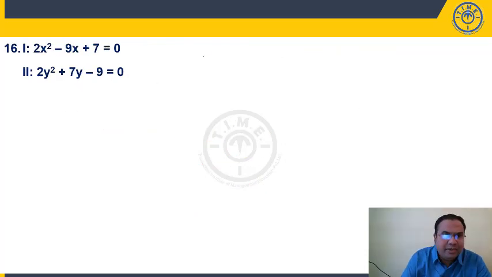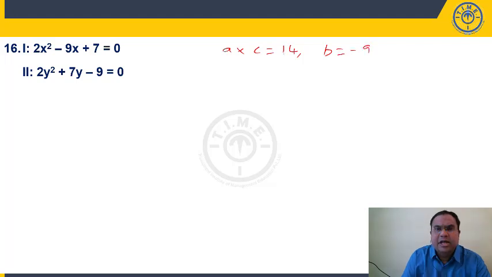Question number 16, we'll take up the first equation. 2x square minus 9x plus 7 is equal to 0. How much is a into c value? 14. What is my b value? Minus 9. So a into c is positive, so write b as the sum of 2 numbers. Their product should be 14, but their sum should be equal to b, which is minus 9. So this should be minus 7 minus 2. Minus 7 minus 2 is minus 9. Minus 7 into minus 2 is plus 14.